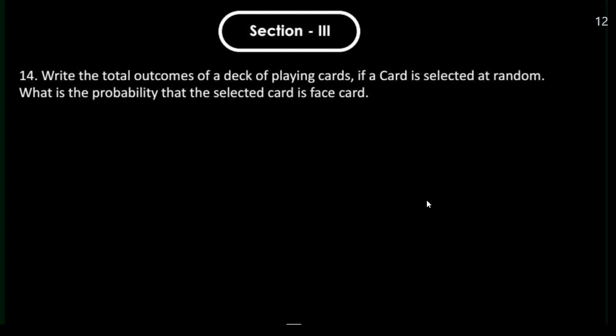Write the total outcomes of a deck of playing cards. If a card is selected at random, what is the probability that the selected card is a face card? Okay, so guys, how many face cards do we have in a deck of cards? First of all, how many total number of cards? So n of S is equal to 52 cards. Total number of cards are 52. Now, among these 52, how many face cards do we have?